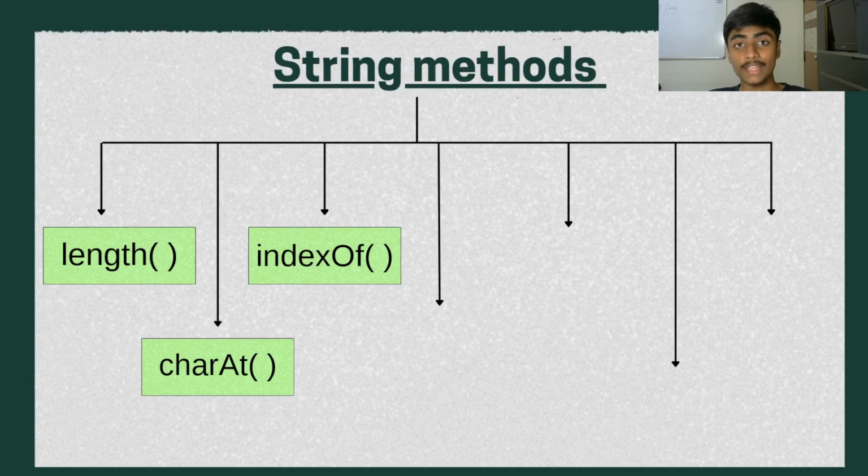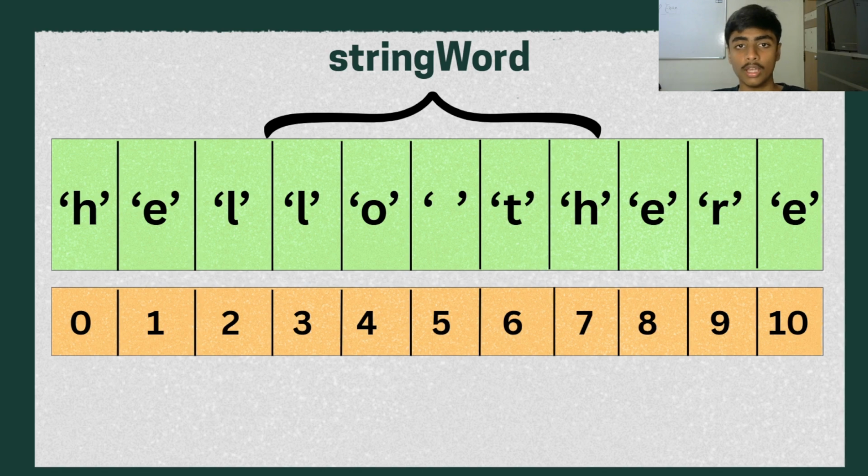Now we're going to look at the indexOf method. Before we look at the indexOf method and the syntax for the method in an actual program, let's try to understand what this method actually does. To do that, we're going to take this string called hello there and we're going to call it stringWord. You notice that I also added the index numbers for each of the characters of this string.